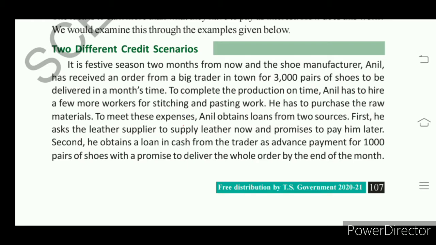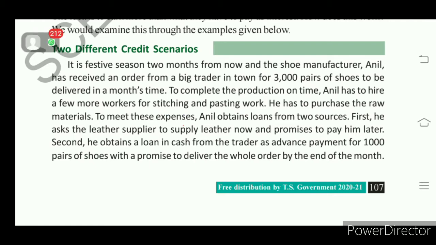So here Anil has taken a loan from two sources. First, he asked the leather supplier to supply leather now and promises to pay him later. This is the first source. Anil is taking a loan from the leather supplier. The leather supplier supplies the leather, which is the raw material to make the shoes. Anil promised the leather supplier that he will pay later. So that is the first source of a loan, for raw material.